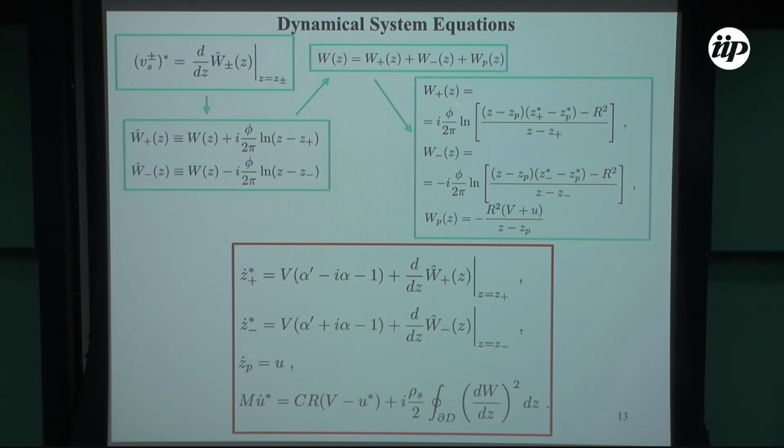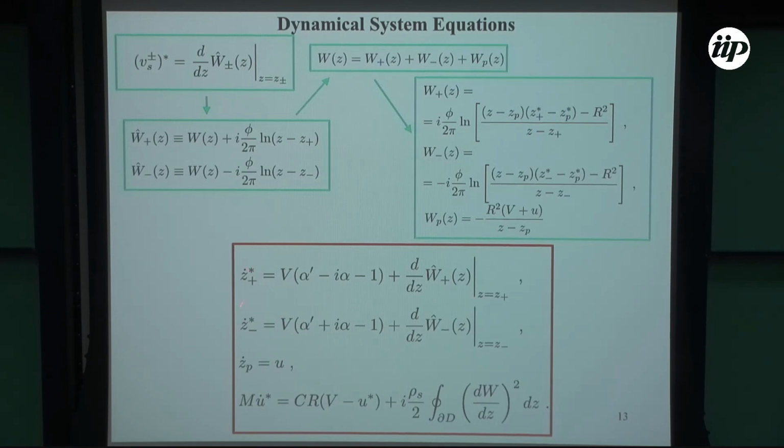Here we have explicit expressions for W plus and W minus. These are just the contributions associated to the vortices and their images inside the sphere. W_P here is the field produced by the particle. I mean, when you insert the particle in the flow, you have a deformation of the flow, which is given by this contribution. So now we can assemble everything and write down a dynamical system for the vortex, the dipole, and the particle.